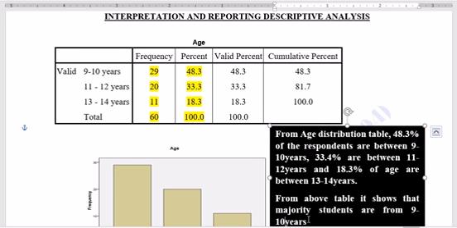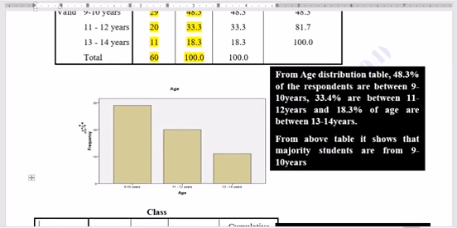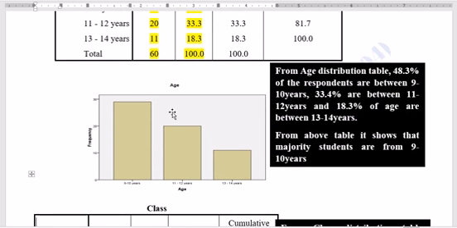Is that taken? And for a layman too, I can decide to use a graph to show my results. Now I use this histogram, this bar chart rather, to show the analysis of age.